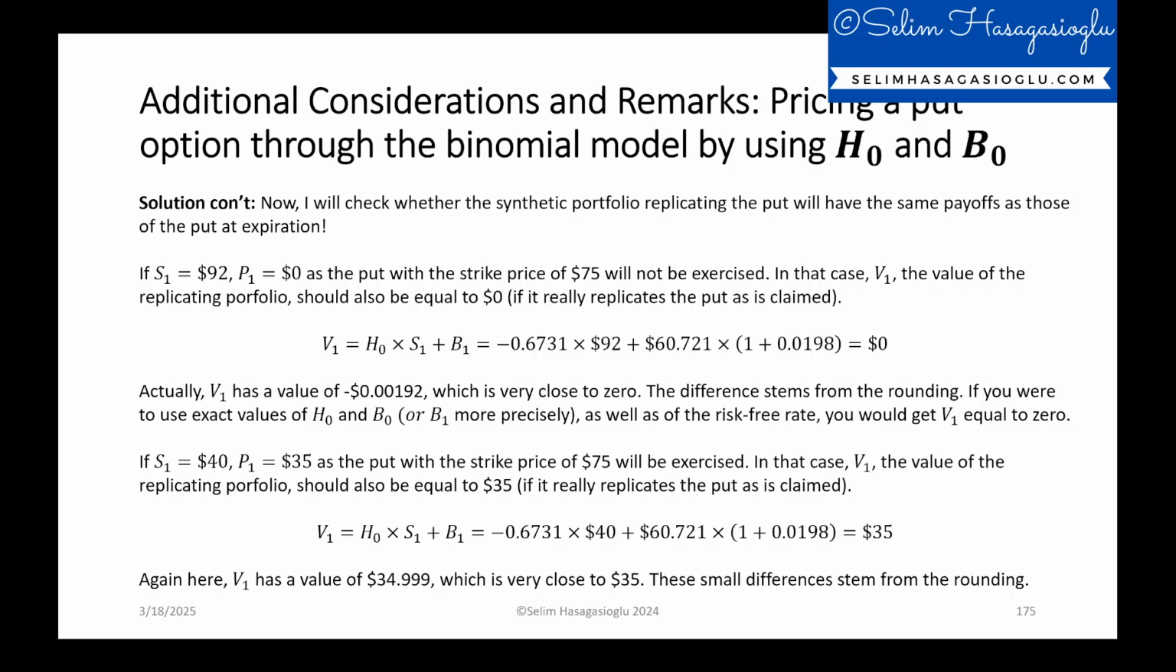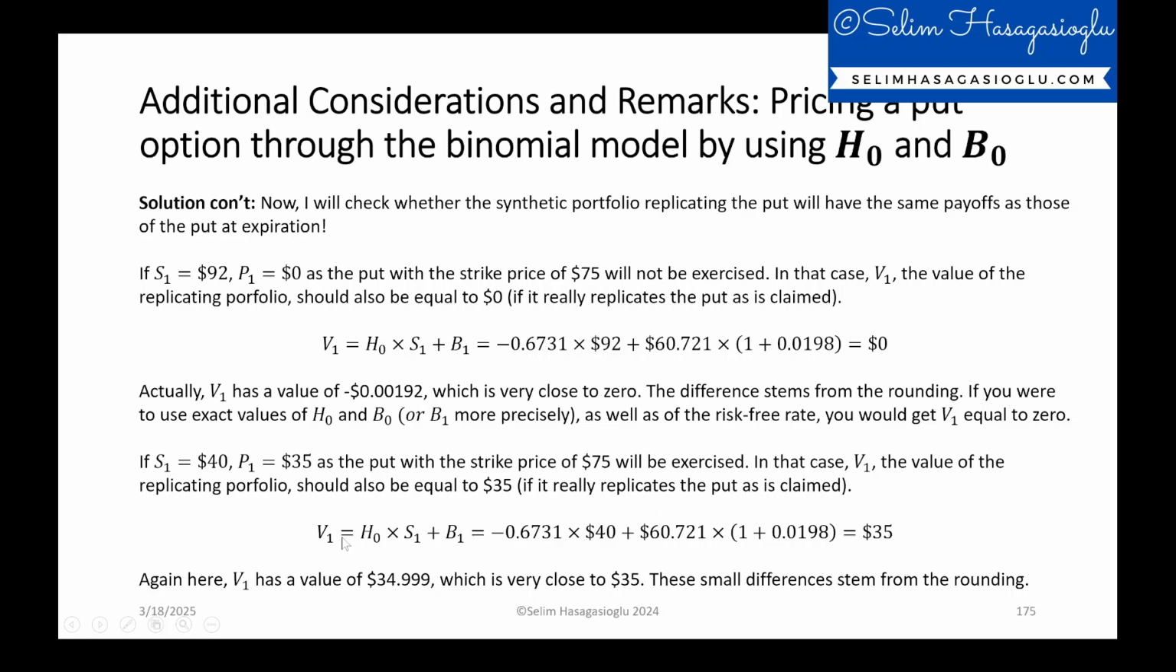For the lower boundary case, remember S1 minus is $40 and P1 is 35 because now you can buy the stock at $40 in the market and sell it for $75. So the payoff will be $35. So the put with the strike price of 75 will be exercised. And in that case, V1, the value of the replicating portfolio, should also be equal to $35 if it really replicates the put as is claimed.